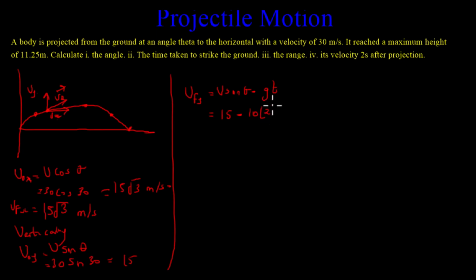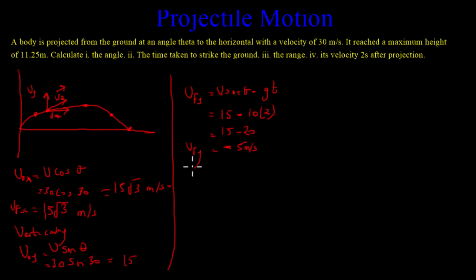Then what is the velocity after 2 seconds? So 10 times 2. So we have 15, and 10 times 2, that's minus 20. So 15 minus 20. This will give us minus 5 meters per second. So this is V final of y.